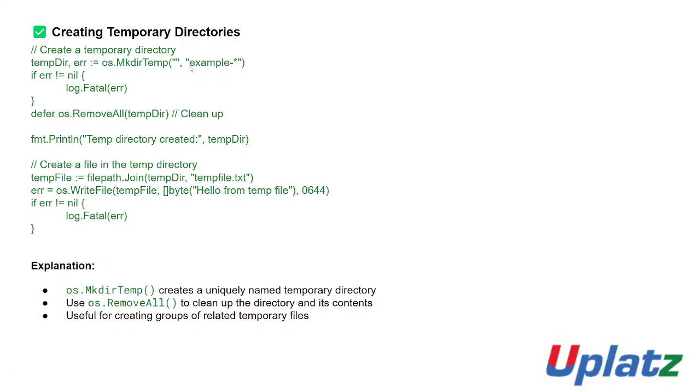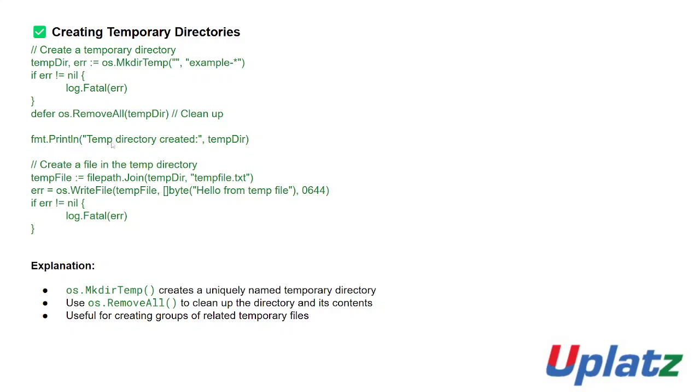So here is the wildcard structure. The directory name will be example-1, 2, 3, 4, anything. And here is the default. It's a blank string, which means the default temporary folder. If error, log fatal, defer os.RemoveAll temp dir. This temp dir will be deleted. Clean up.